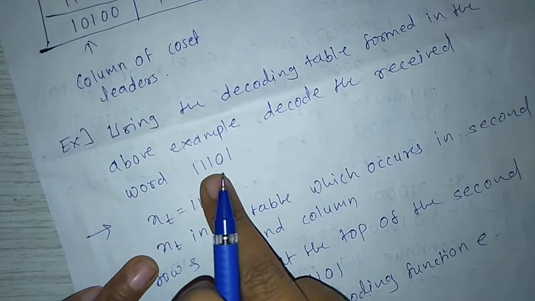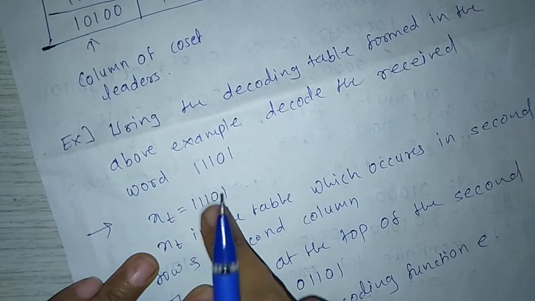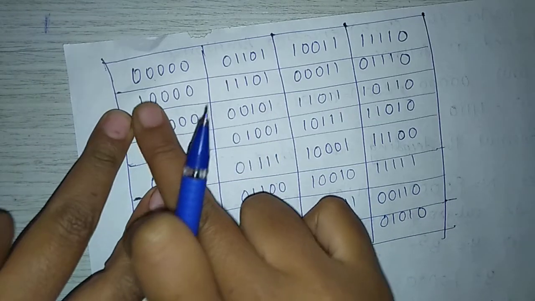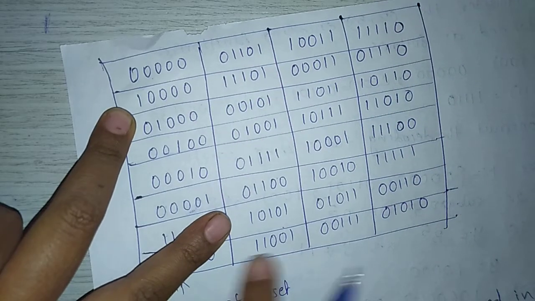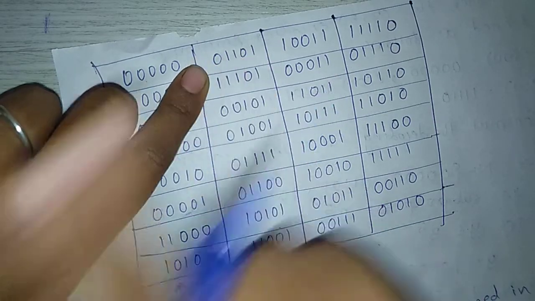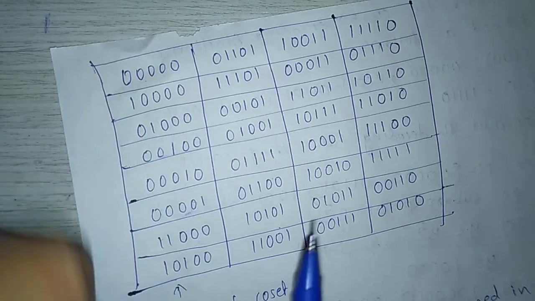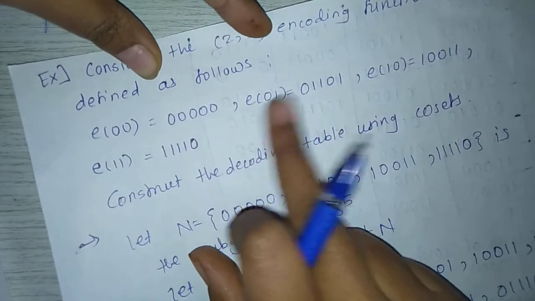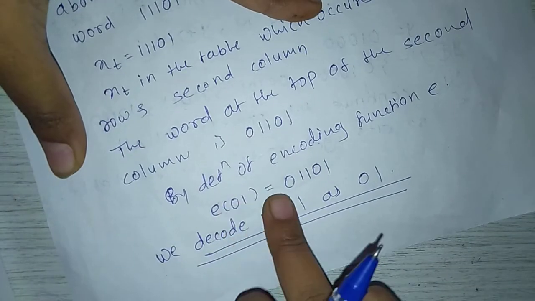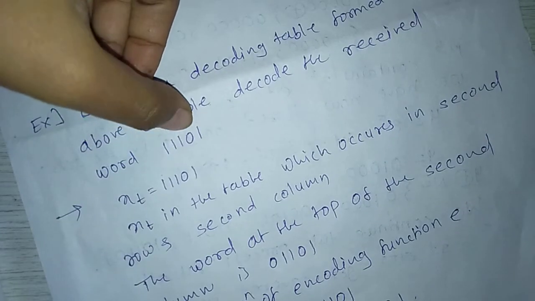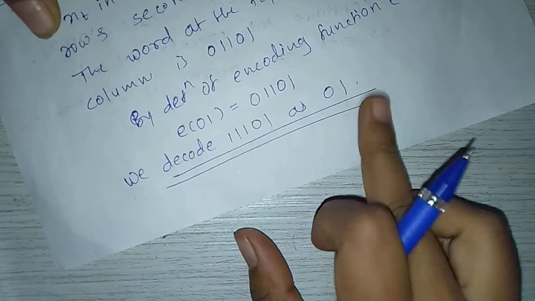Here first xt is the given code word 11101. Next observe xt in the decoding table. It occurs in second row and second column. Now observe the topmost element of the second column is nothing but 01101, and by definition of the encoding function, in the given function E, E of 01 equal to 01101. Therefore we decode 11101 as 01.